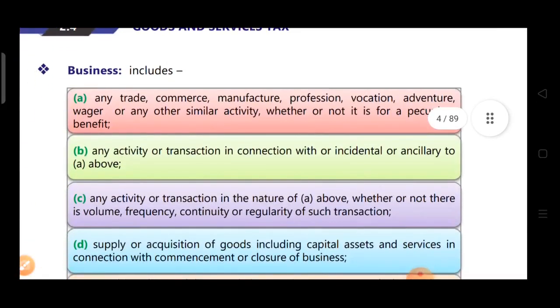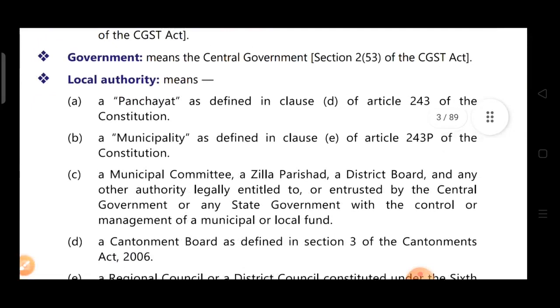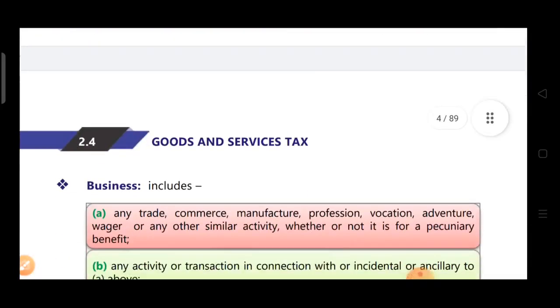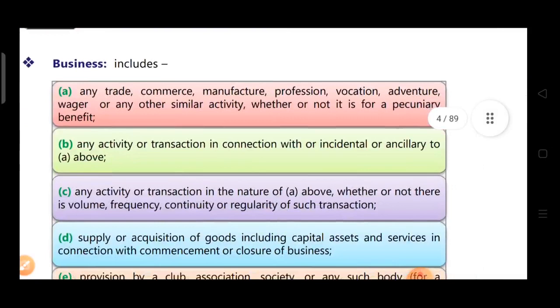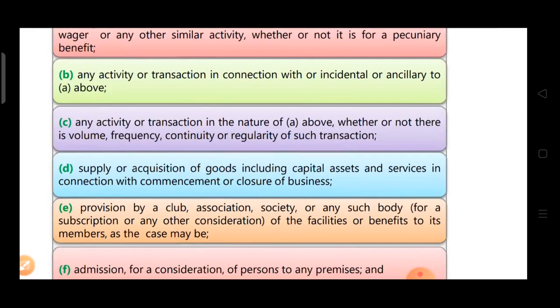When it is given includes, it means this is not the exhaustive definition. That is the difference between when it is given means and includes. Means is the exhaustive definition. Now when it is given business includes this thing, it means business includes this thing, and apart from this, many other things are also included in business. So the definition of business which they have given is not the exhaustive definition.